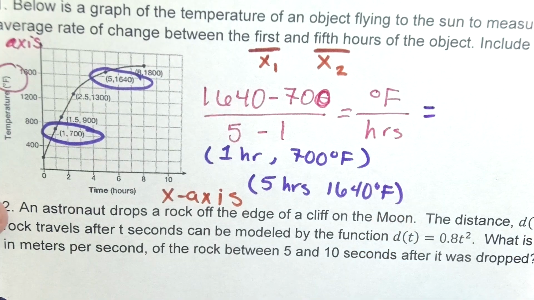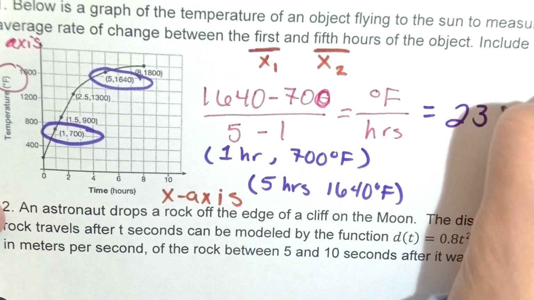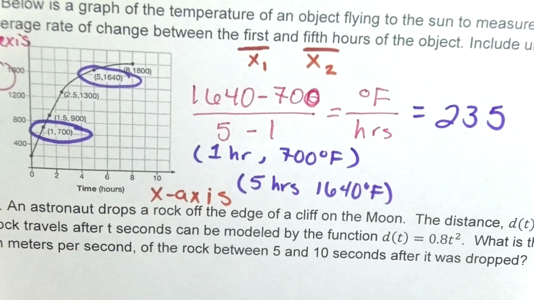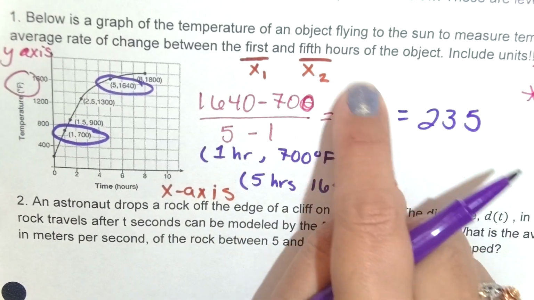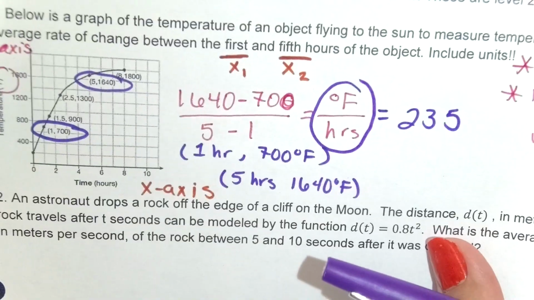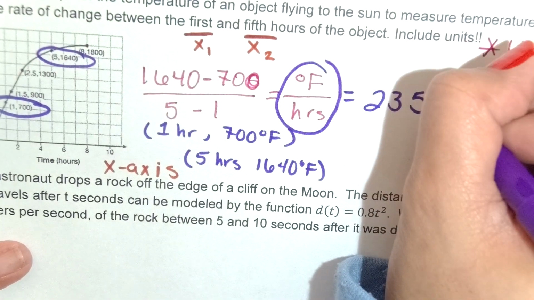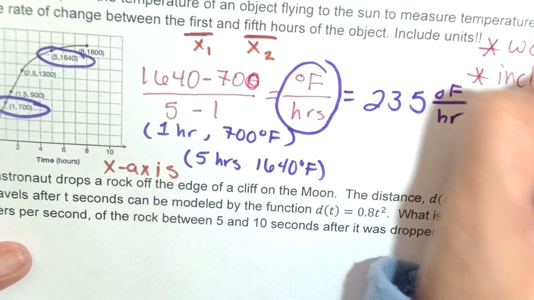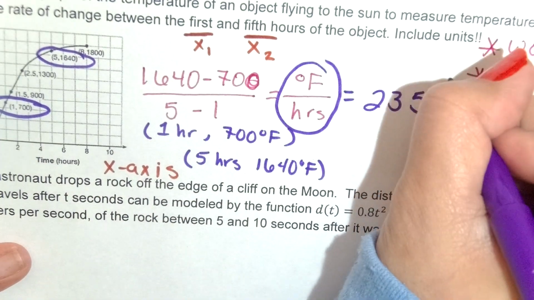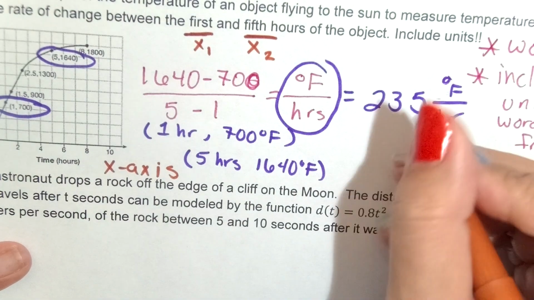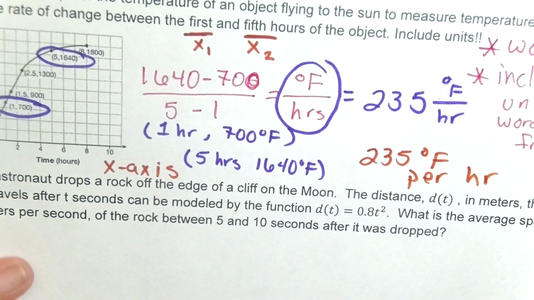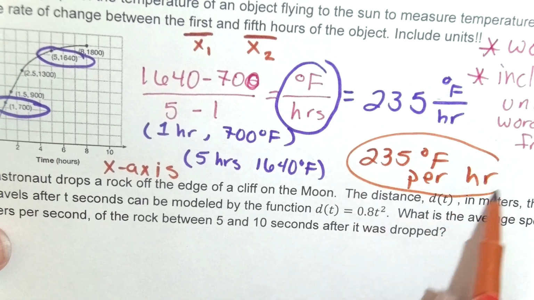So when I put this into my calculator, I get 235. Would you get full credit for this? No. What you need to do is include your units. So this is why I include my units as a fraction next to my slope, because I can then write it as 235 degrees Fahrenheit per hour. Sorry, that should say degrees, not an of. Or you can write it in words as 235 degrees Fahrenheit per hour. So either one of these would work.